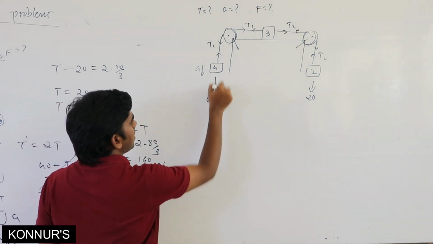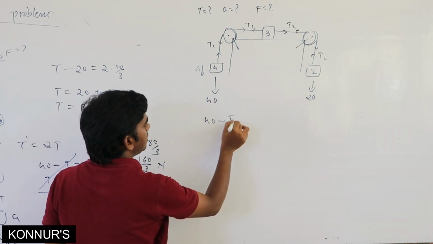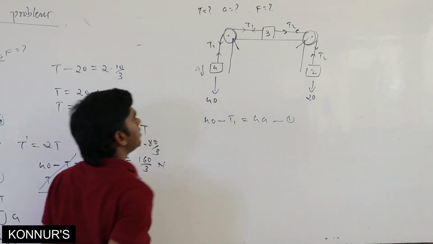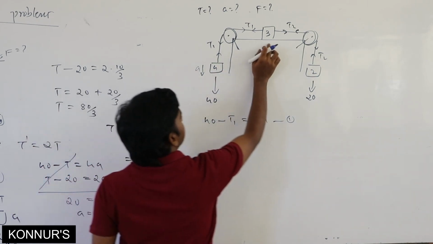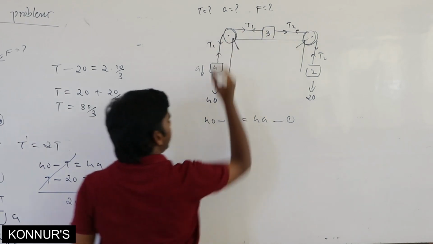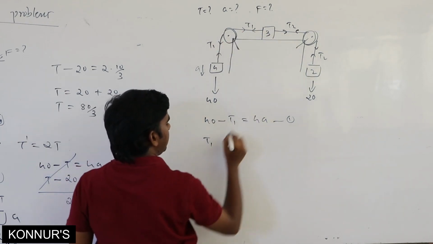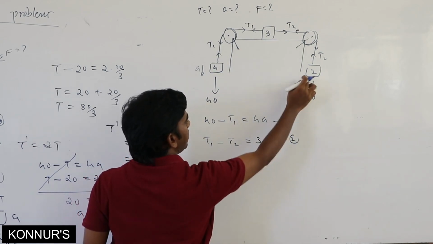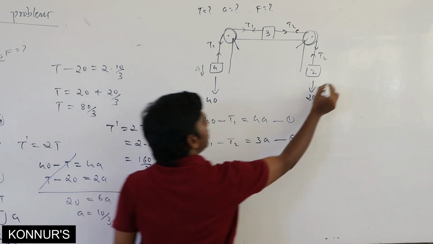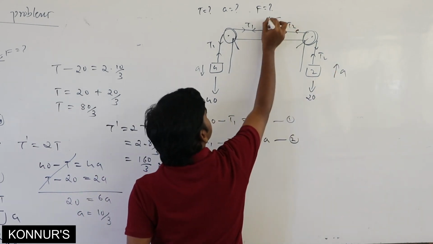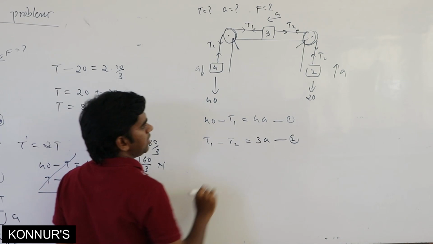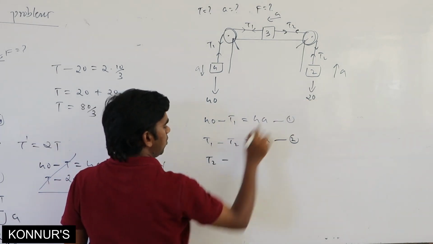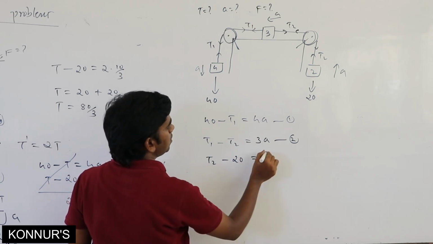Apply here: 40 is downward, upward is T1, so 40 minus T1 equals mass into acceleration, 4a. We got one equation. Then apply the same thing here. What is the force in this direction? T1. The force in the other direction is minus T2 equals mass into acceleration, that is 3a. Here the upward force is T2 because the acceleration is in this direction. So T2 minus the downward force of 20 equals 2a.